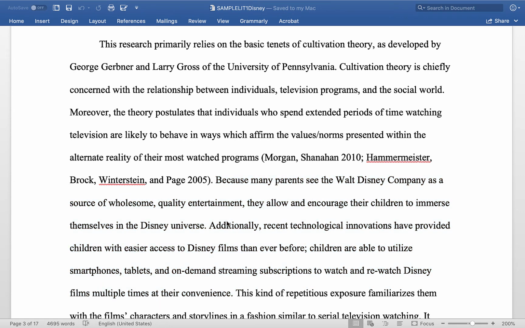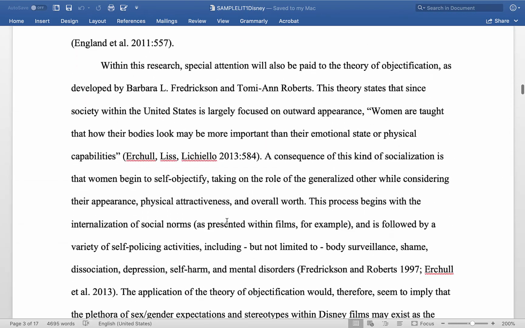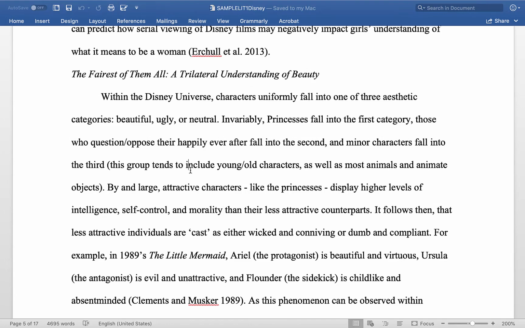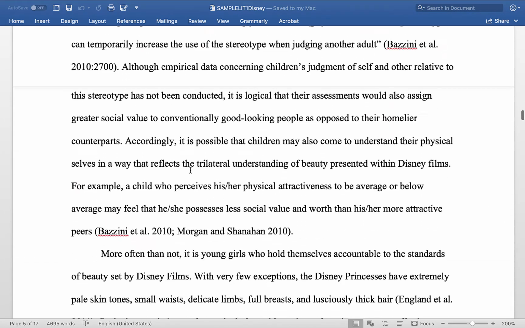All right, so that's one example, but that's a theoretical framework. Not everyone has one of those. Let's find another example to give you an idea of how this works.